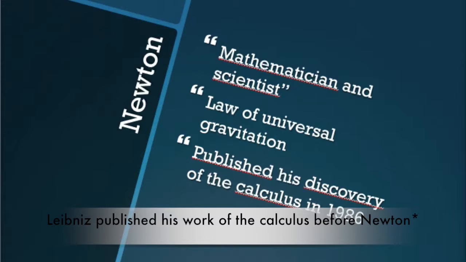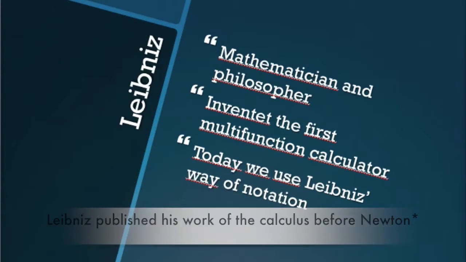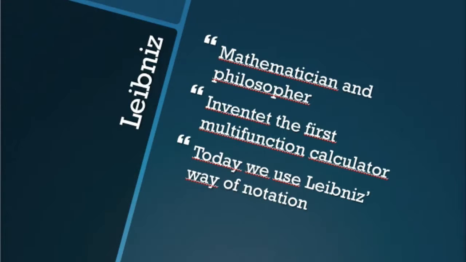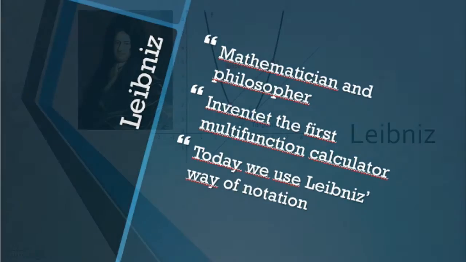Newton published his work in 1986, and Leibniz a while after. Just like Newton, Leibniz is also a mathematician, but he's also a philosopher. He invented the first multifunctional calculator, but also the calculus, and today we use Leibniz's way of notation.